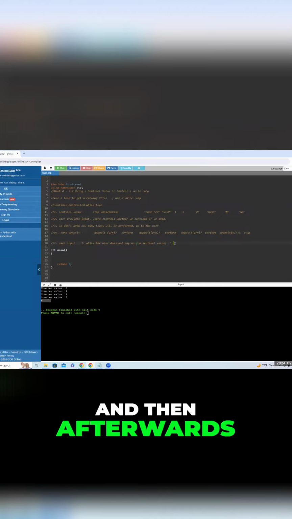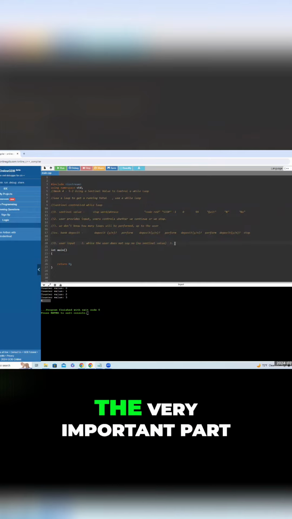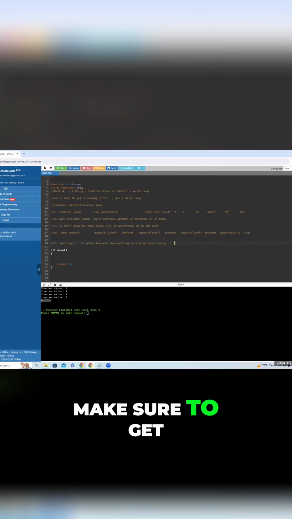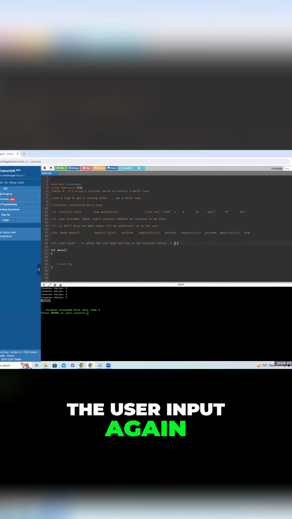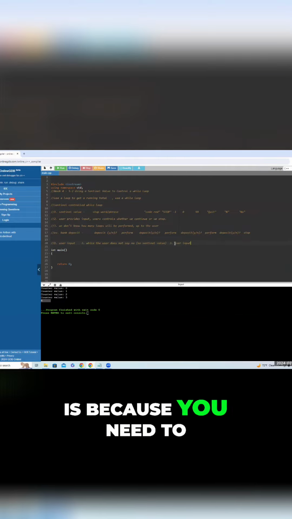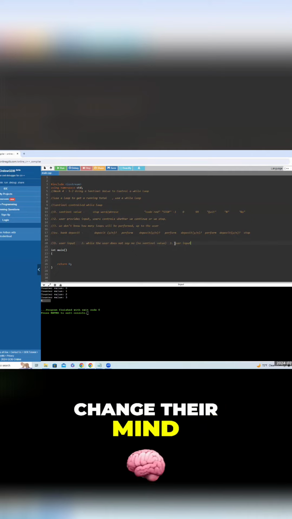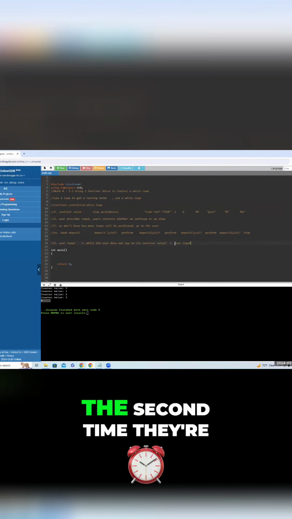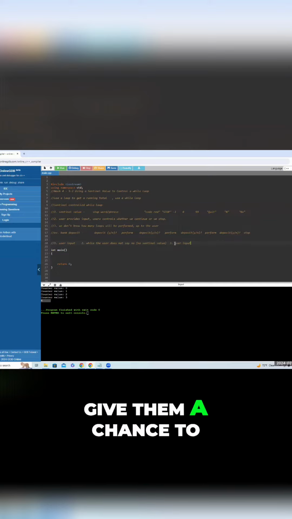And then afterwards, at the end of this is the very important part. At the end of the loop, you also have to make sure to get the user input again. The reason you need that last user input is because you need to give them a chance to change their mind. The first time they said yes, let's say hypothetically, but it doesn't mean the second time they're going to say yes. You have to give them a chance to say no.